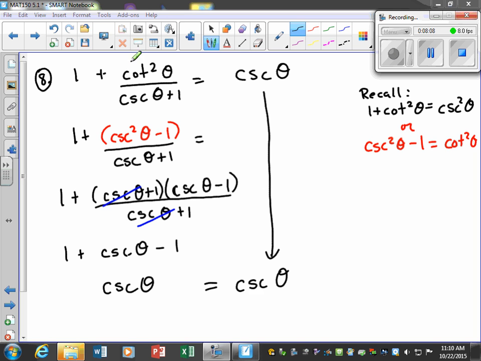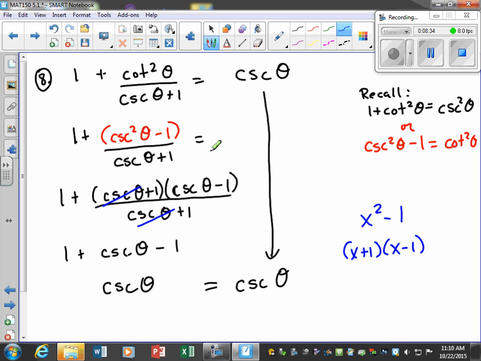Okay, the tricky thing about this one is first of all, you use your Pythagorean identity over here and replace this with cosecant squared theta minus 1. In this particular case, this may not be as obvious to you, but when I do it using an x, so let's think about this for a minute on a side note, this actually factors out to be x plus 1, x minus 1. Well, we have a similar thing going on over here, but it's just a trig function. So it's cosecant theta plus 1, cosecant theta minus 1. That might not be very obvious to you. These will simplify, and we're left with this, and of course the ones cancel, and it's verified.